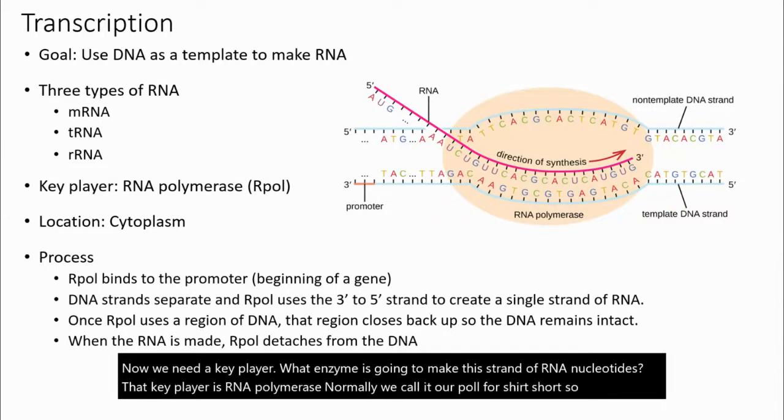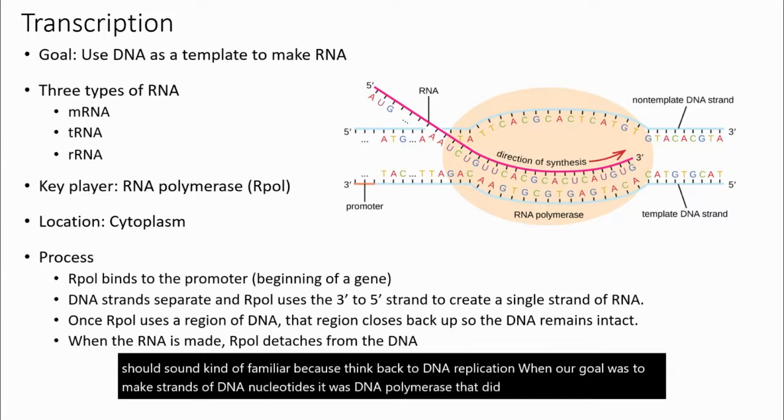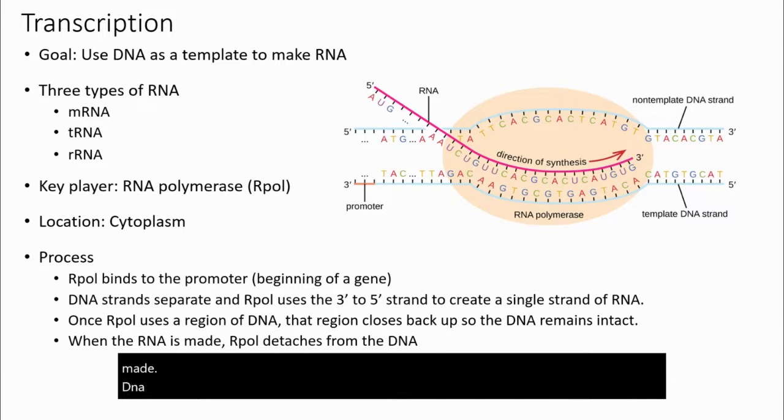So this name should sound kind of familiar because think back to DNA replication. When our goal was to make strands of DNA nucleotides, it was DNA polymerase that did that. DNA polymerase made DNA. Well, now RNA polymerase is going to make the RNA.